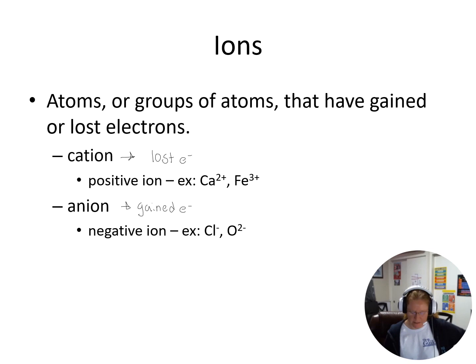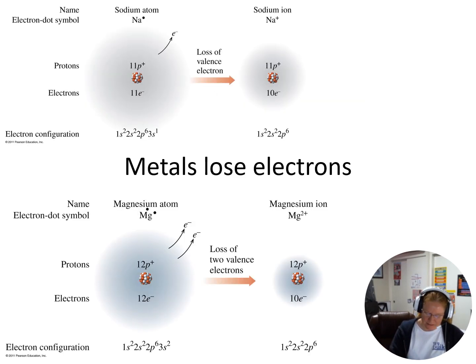Because electrons are negative, if I lose some, now I have more protons than electrons. If I gain some, now I have more electrons than protons. Okay? So our metals lose electrons. Metals are earlier on the periodic table. So metals are in group 1A, group 2A, group 3A. They have fewer valence electrons.